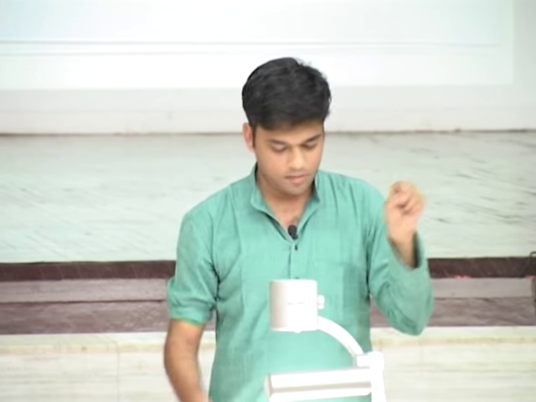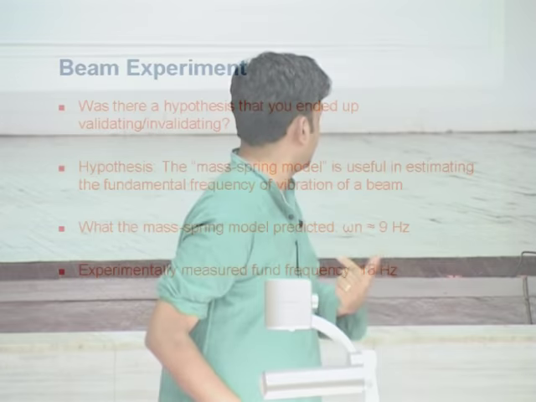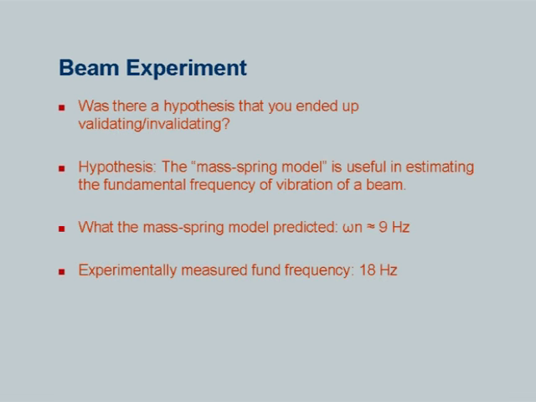So inherent in what you did, you may not know what you did, which is the case for most people through their lives, is the assumption that there is a model used to describe this, and we are trying to equate what happens, or the predictions of the model, against what is actually measured. So the hypothesis that was tested was this: that a spring mass model of the form that we just saw is useful to estimate the fundamental frequency of vibration, the transverse vibration of the beam. That is the hypothesis that we tested.